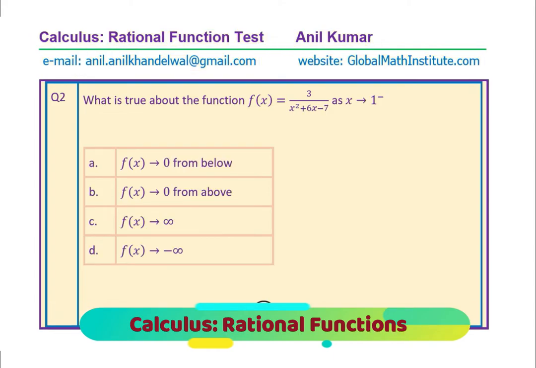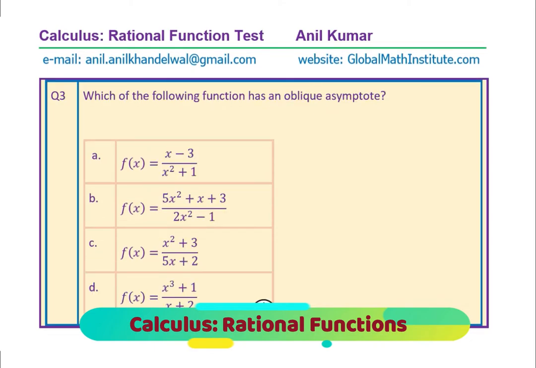Question number 2. What is true about the function f of x equals 3 over x squared plus 6x minus 7 as x approaches 1 from the left side? Again, 4 options are given to you.